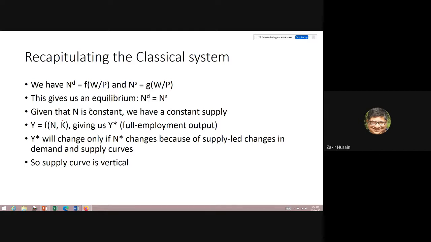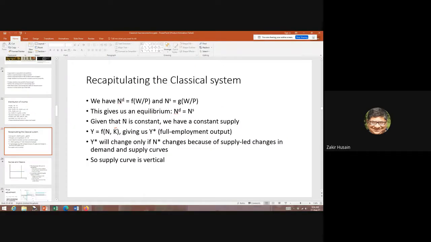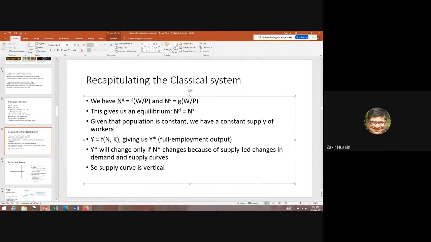Sorry, there's a mistake over here. I just want to change this flag. Sorry, this will create a confusion later on. So let me make it population. So given that population, we have a constant supply of workers.